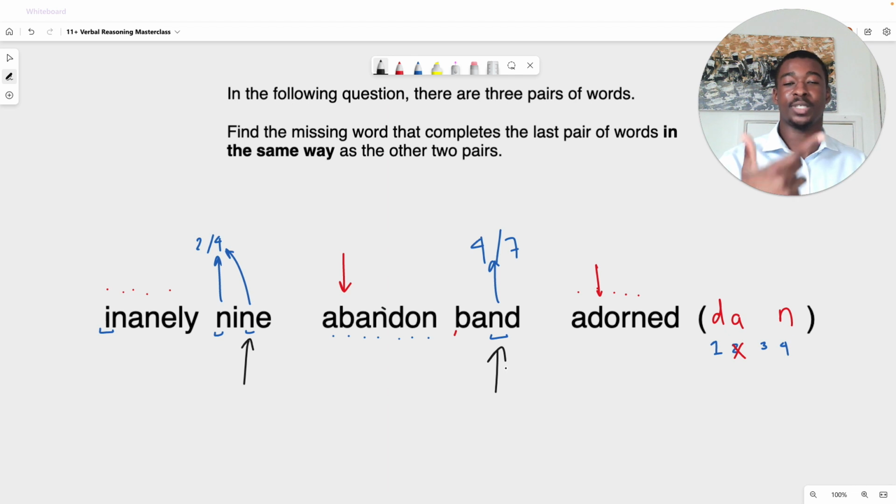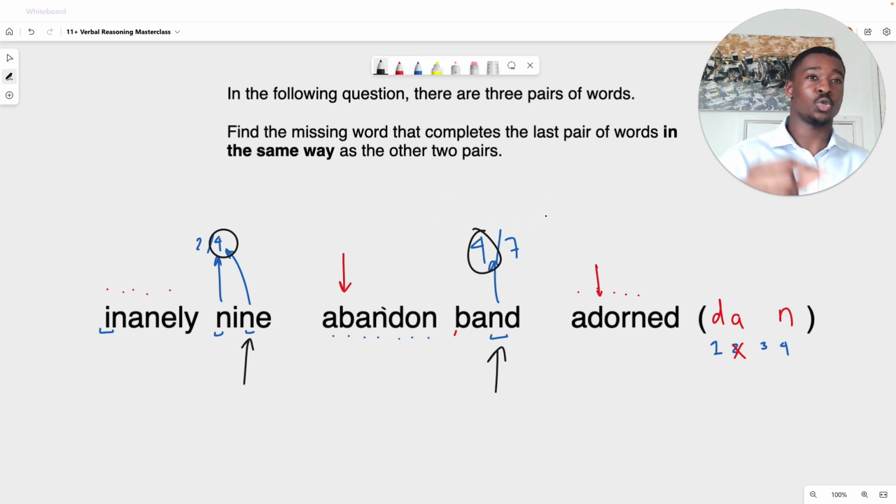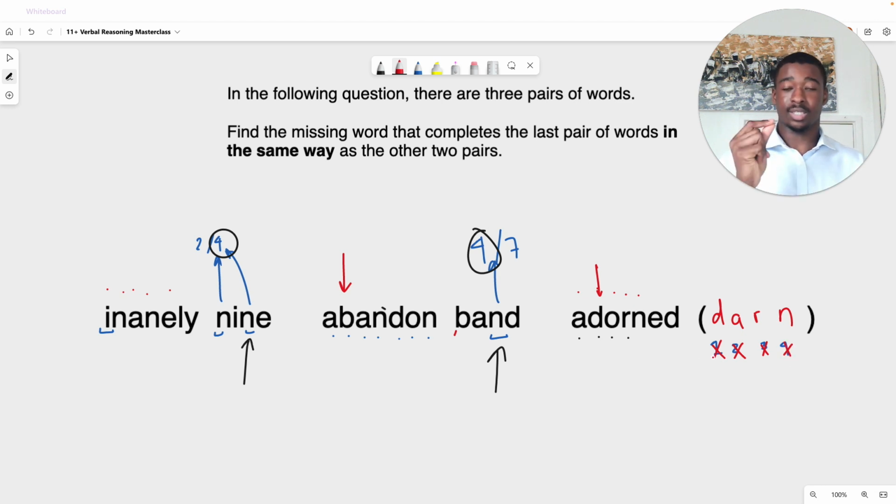It's going to be position 4, letter 4. The first pair says 2 or 4. The second pair says 4 or 7. So it has to be 4. And therefore we can apply this to adorned. The fourth letter is 1, 2, 3, 4, which is R. And therefore we want R as our third letter. And we've worked out the entire word. It's going to be darn.